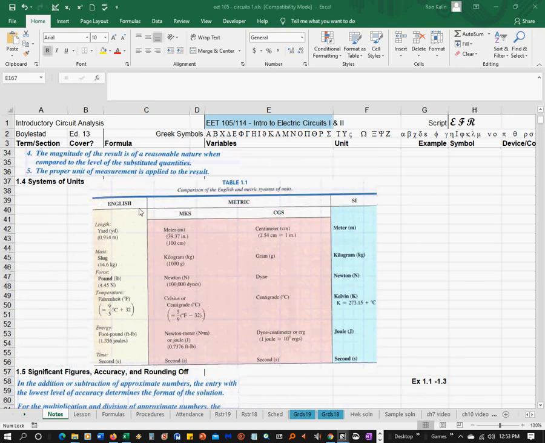Common systems of units are in Table 1.1 here, and it shows you examples of English units, and then the comparable metric units, MKS and CGS, and then SI. The only real unit that we're going to be dealing with in EET on this page is joules.